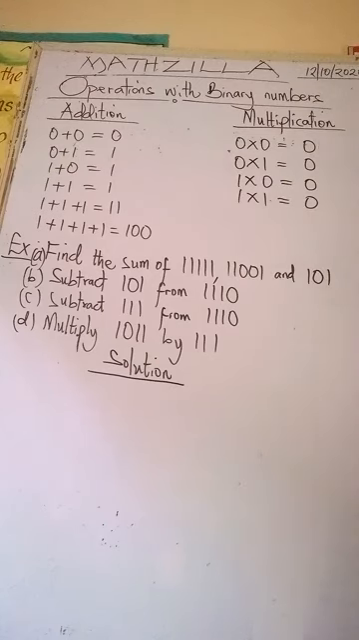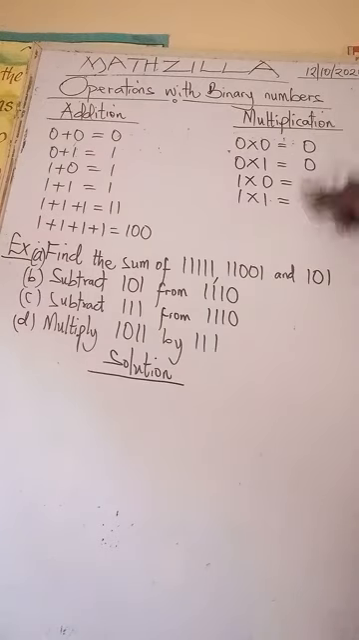The multiplication is just the same thing with what we have. 0 times 0 is 0. 0 times 1 is 0. 1 times 0 is 0. And 1 times 1, I beg your pardon, is 1. So the multiplication aspect is just normal.